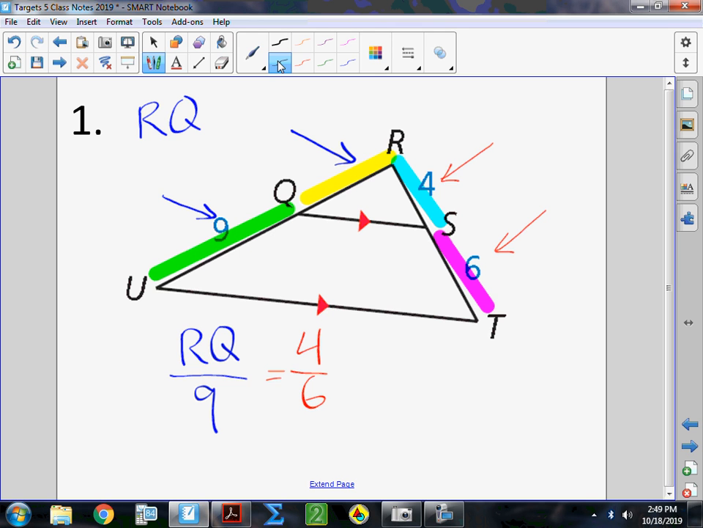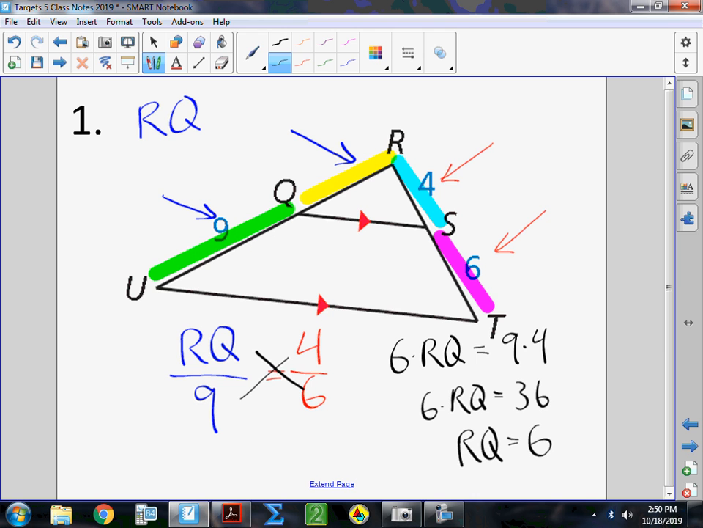So in a proportion, you can solve different ways. Middle school uses the fish method, which is just a way you're drawing your steps, but that depends on what's going on. Really, I can multiply both sides by 9 and be done, but I can also always cross multiply. So 6 times RQ is equal to 9 times 4. So 6 times RQ is equal to 36. Divide both sides by 6, and RQ is equal to 6. So 6 over 9 has a ratio of 2/3. 4 over 6 has a ratio of 2/3.